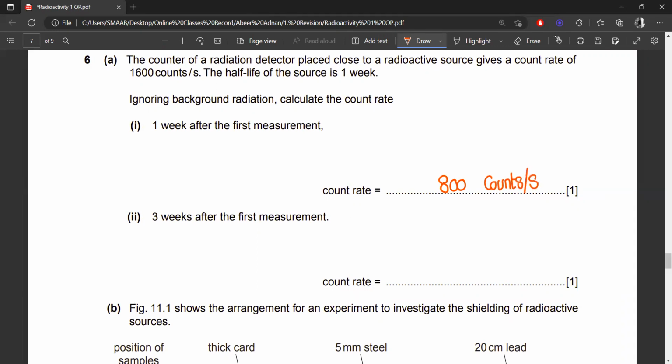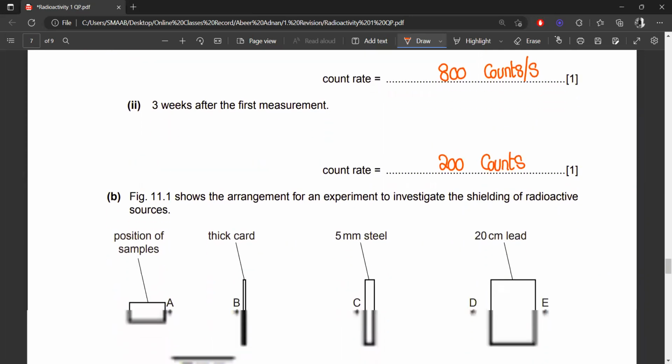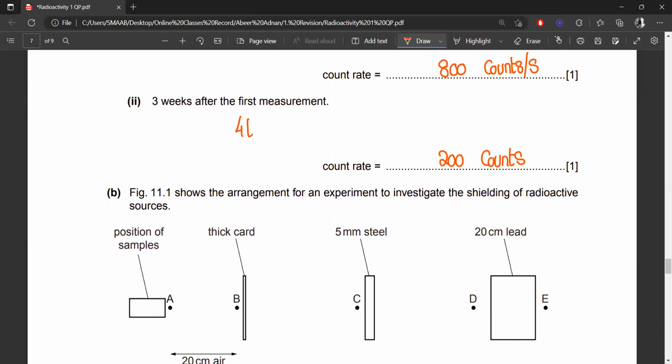Okay, part 2, 3 weeks after the first measurement. 200? 1600, 800, 400, 200, yes. So after 3 weeks, 200, right?